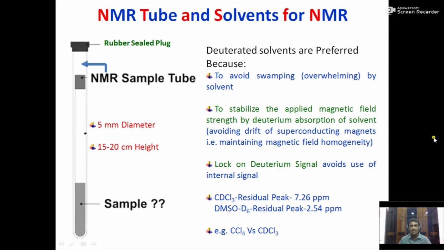An example is CDCl3, in which the hydrogen of chloroform is replaced by deuterium. To stabilize the applied magnetic field strength, we can use the deuterium absorption of the deuterated solvent. Sometimes the superconducting magnets show drift. For internal calibration, we have to use this deuterium. This deuterium maintains magnetic field homogeneity.